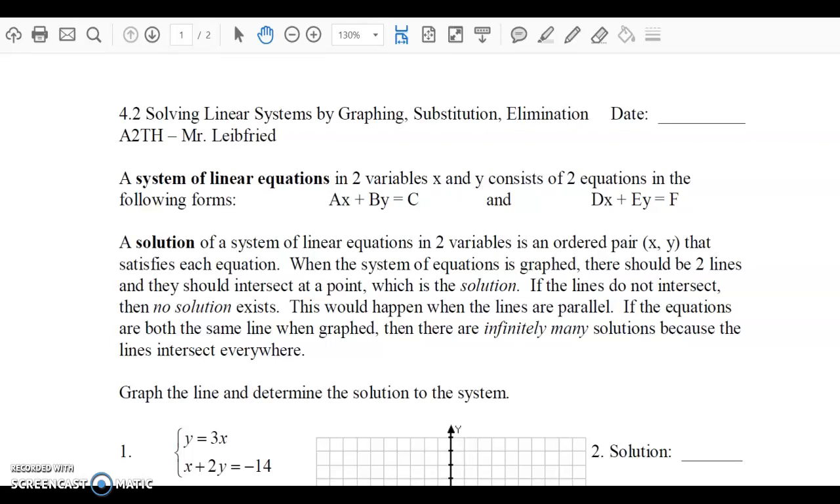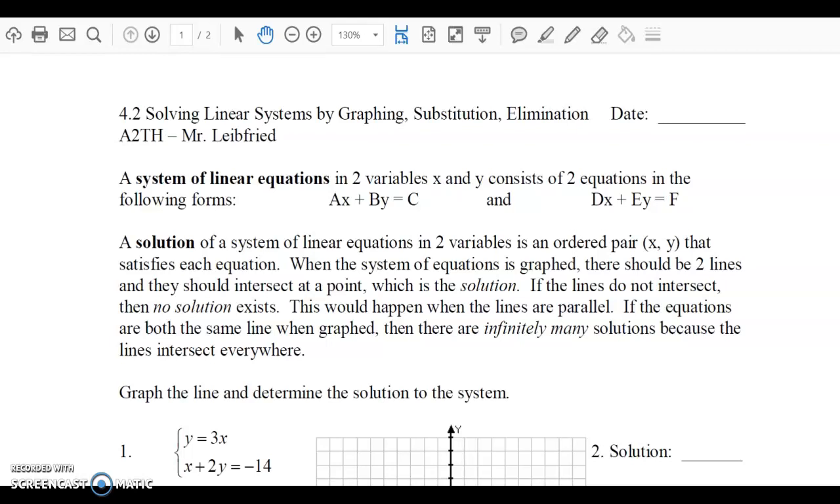Today we're going to go over section 4.2, solving linear systems by graphing, substitution, and elimination. We know a system of linear equations in two variables x and y consists of two equations in the forms of ax plus by equals c and dx plus ey equals f, where all of those are basically integers a, b, c, d, e, and f. So remember that standard form from last chapter.